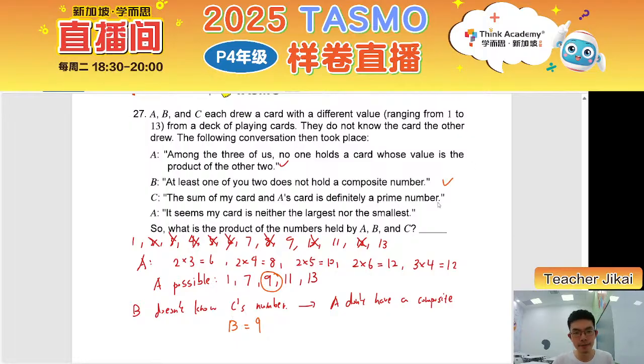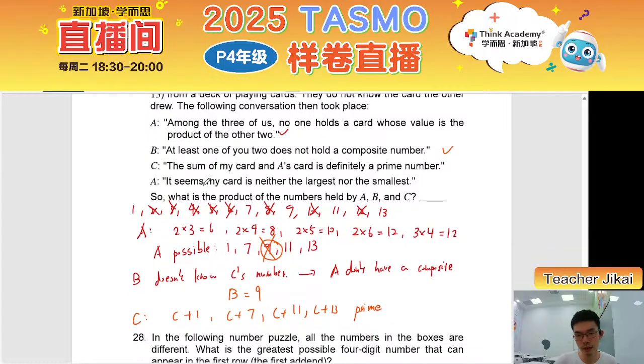How about C here? C said the sum of my card and A's card is definitely a prime number here. Right? So C means C plus 1, C plus 7, C plus 11, and C plus 13 is a prime. So how can you know this? Yeah, you just have to try.